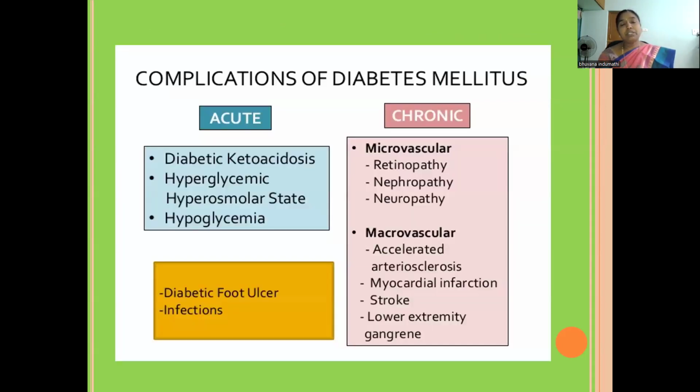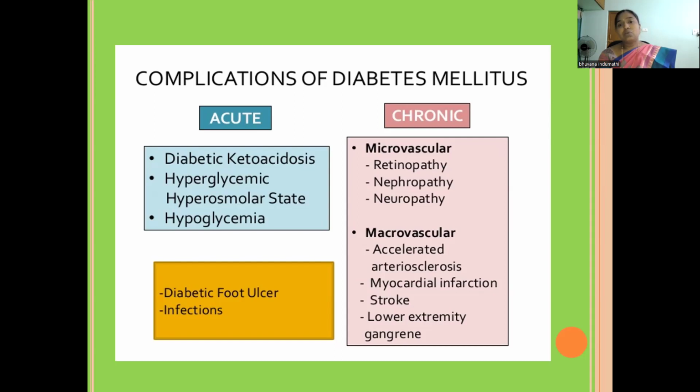These are the complications of diabetes mellitus, which we have segregated into acute and chronic. The acute ones are diabetic ketoacidosis, hyperglycemia with hyperosmolality, and hypoglycemia, and diabetic foot ulcer infection is very common among the acute cases. The chronic complications are of two types: microvascular and macrovascular. Microvascular, involving the small blood vessels, leads to retinopathy, nephropathy, and neuropathy. Retinopathy causes eye damage, nephropathy causes kidney damage, and neuropathy causes nerve damage.